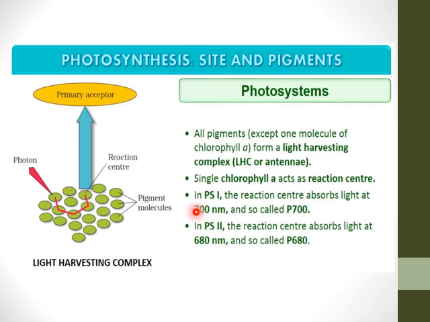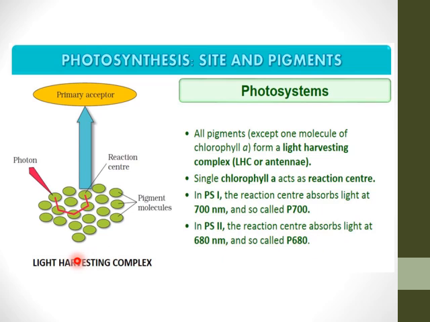So in PS1, the reaction center absorbs the light at 700 nanometer and it is called P700. In PS2, the reaction center absorbs the light at 680 nanometer, so it is called P680.